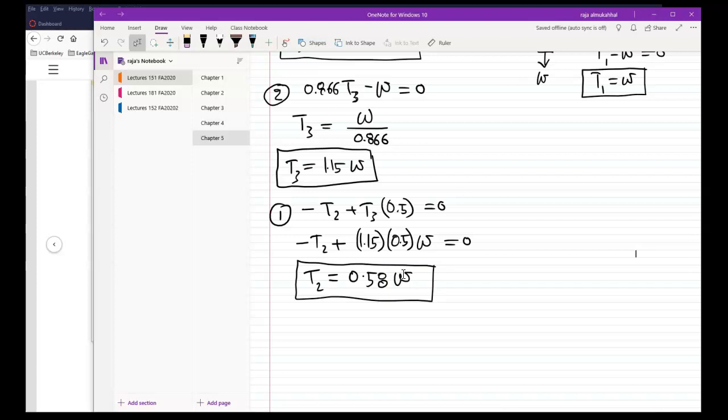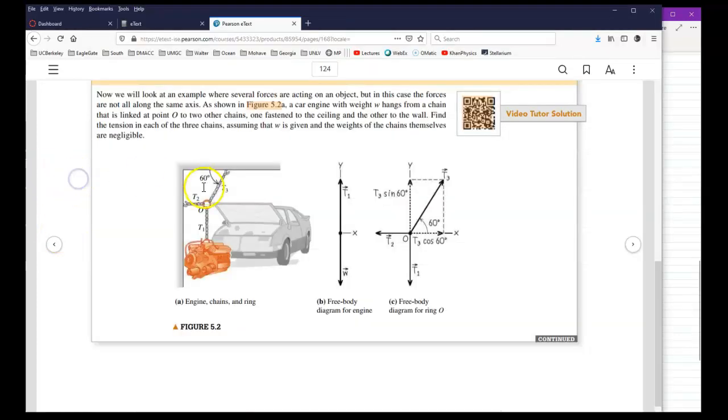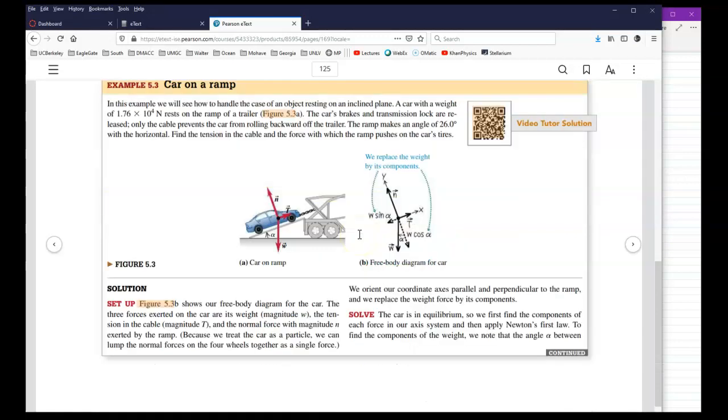I want to do problem number 5.3. This one is a little toughy. 5.3. Next page. Right there. So what you have here is a tow truck, for example, and the tow truck is pulling the car, but the car is at rest. So in other words, it's not moving. Let's read the problem.